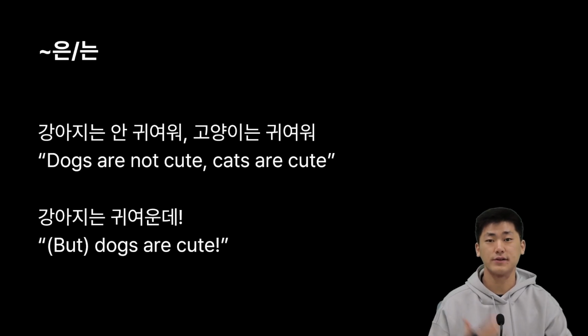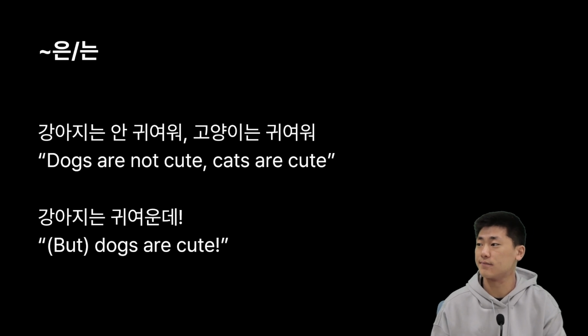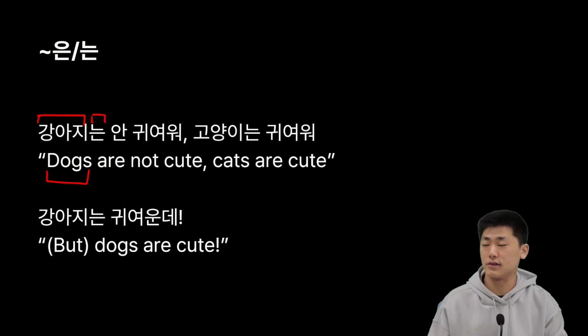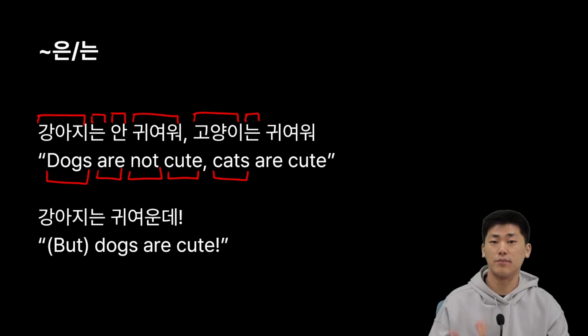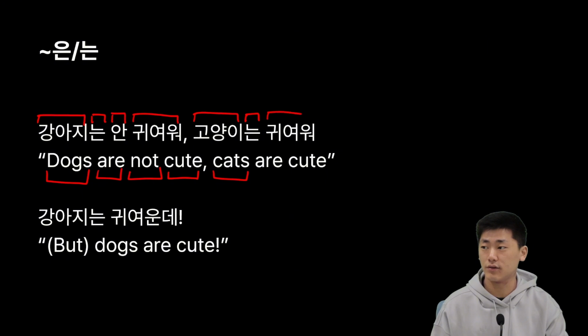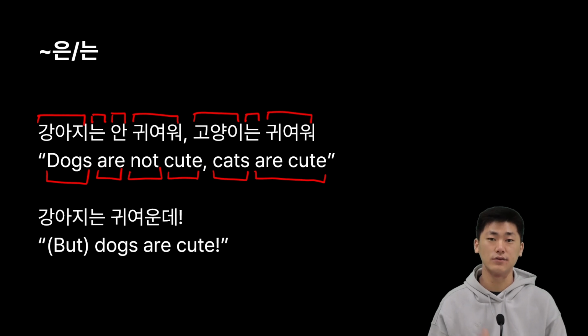Let's see this conversation. The first sentence is 강아지는 안 귀여워, 고양이는 귀여워. Dogs are not cute, cats are cute. In this sentence, 강아지 means dogs, and 는 is the auxiliary particle about comparing, and 안 means not, and 귀여워 means are cute. And 고양이 means cats, and 는 is the auxiliary particle about comparing, and 귀여워 means are cute. In this case, 는 is used for the contrast.